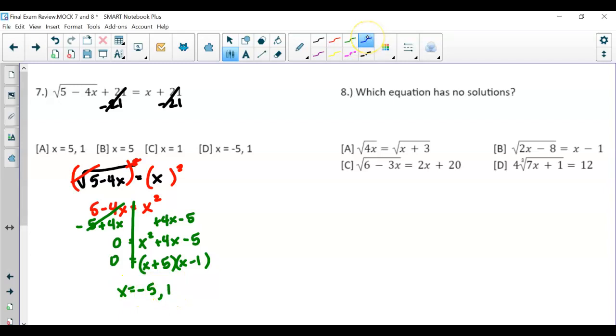Now, we need to check now for extraneous, but in this case, you are not going to plug into the original because the radical was not by itself. So when you're checking for extraneous, you're going to plug into when the radical was by itself. So in this case, it's just x. So can x be, or can our radical be equal to just negative 5? No. So negative 5 is extraneous. Can our equation x just be 1? Yes. So only 1 is the solution.